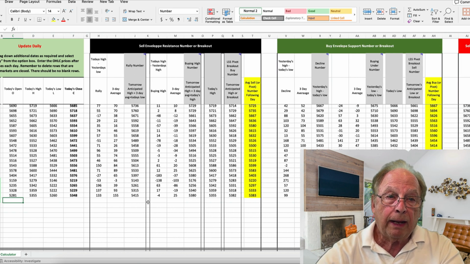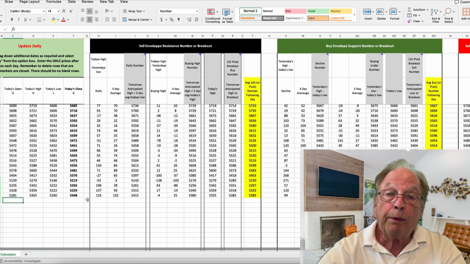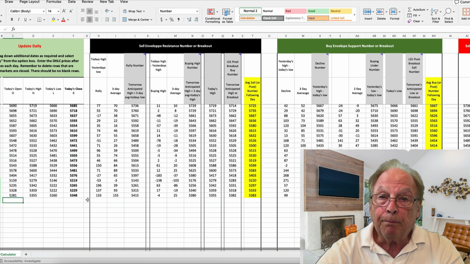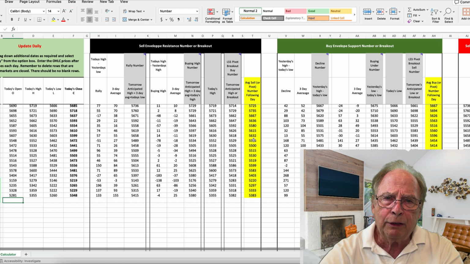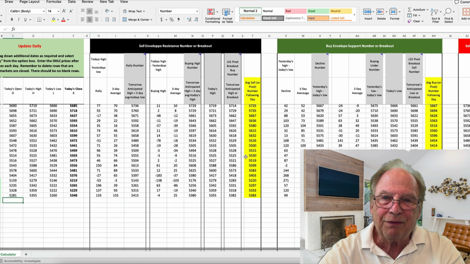And so for Friday, I need to enter the numbers: the open, high, low, and close. And this is going to give me the range for Monday, okay? It's going to give me the resistance number and the support number, the yellow columns in the calculator. And this is all calculated automatically. I know it looks a little confusing, but believe me, using the calculator is very, very simple.